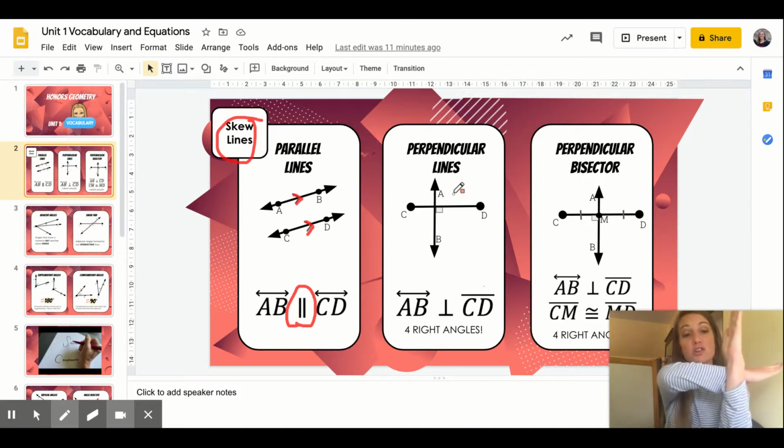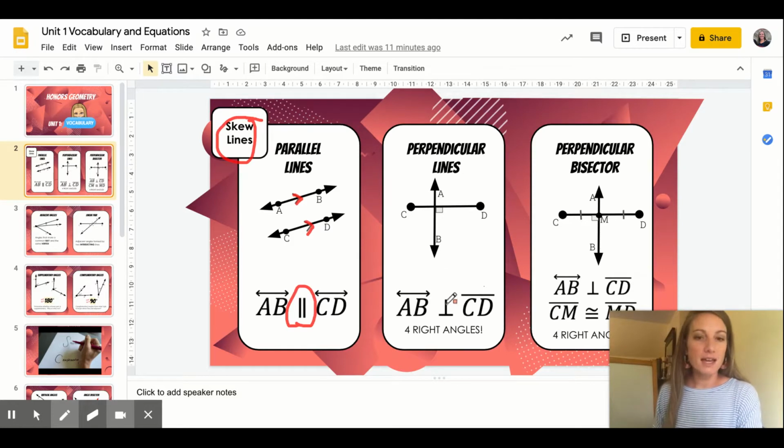Perpendicular lines, they're those ones that make the right angles. We have 4 right angles. So 1, 2, 3, 4, but all we need is one of those little squares in there to show that they're perpendicular. And this upside down T is your perpendicular symbol. So we have line AB is perpendicular to line segment CD. And we have 4 right angles.